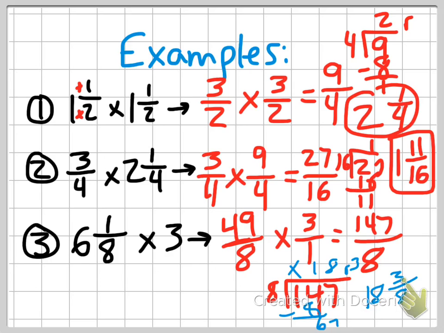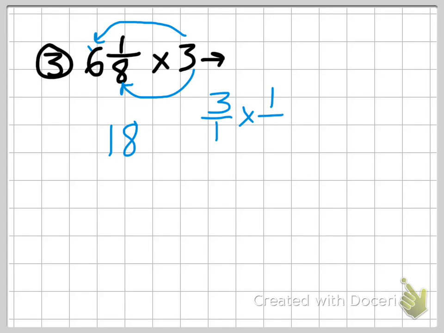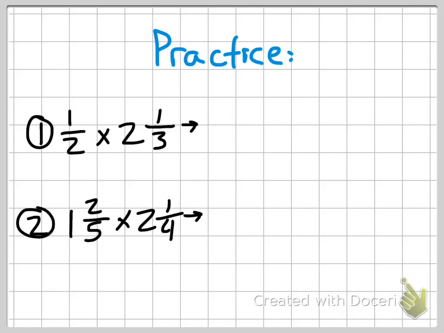Let me now show you an easier way to do it. Okay, here's the easier way. Anytime you're multiplying a mixed number by a whole number, you split it up. Okay, you multiply the 3 by the 6, then you multiply the 3 by the 1/8, and you put them together. What is 3 times 6? 18. Now, what is 3 over 1 times 1 over 8? 3/8. So the answer is 18 and 3/8. Was that easier? Yes. Aren't you glad you paid attention?